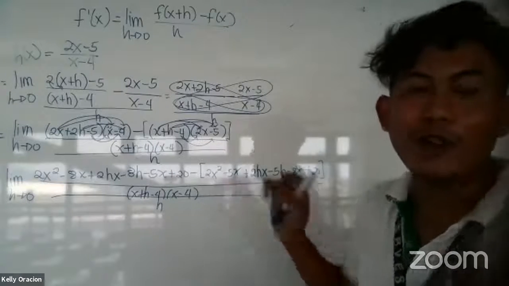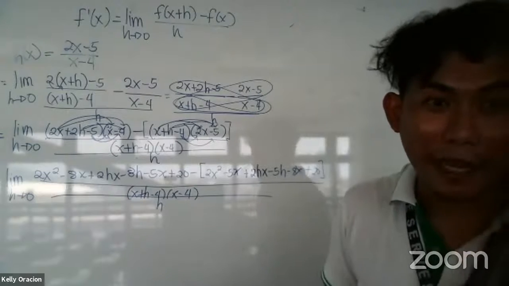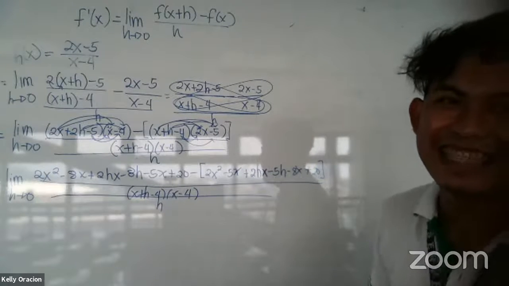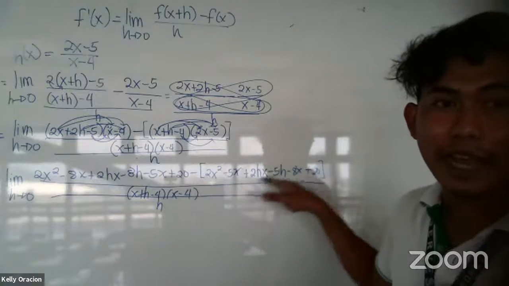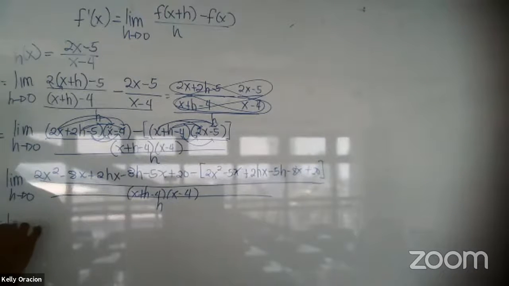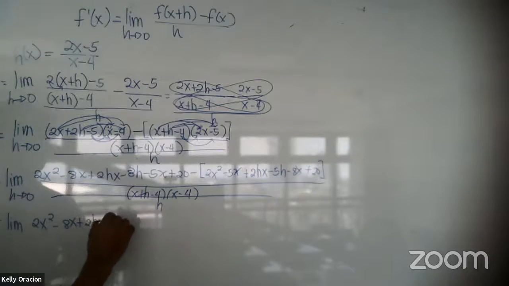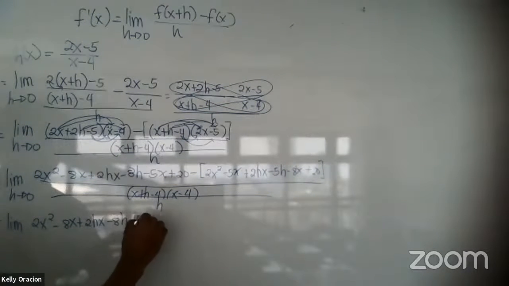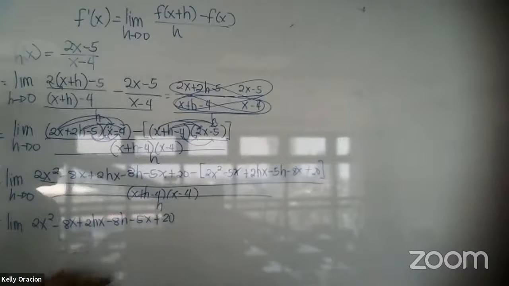After this, you have the activity worksheet, so do your best on it. Distribute the negative sign. So 2x squared minus 8x plus 2hx minus 8h minus 5x plus 20. I already copied it, so nothing is lost, that's the purpose of copying.